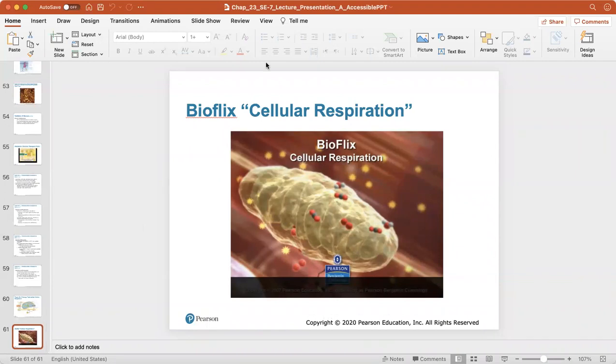This is the end of this chapter. I included part B because it has some interesting information, but part A is what I really want you guys to focus on, this cellular respiration.